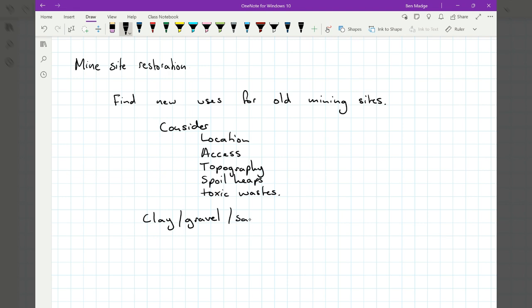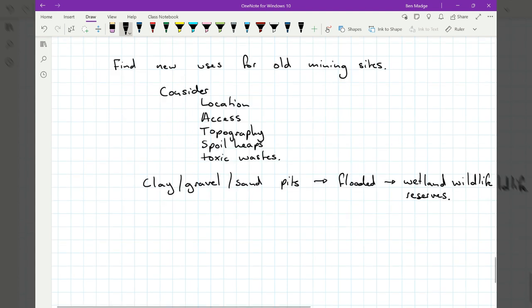So for example, clay, gravel, sand pits. So these are quarries that are used for these. These are often flooded and developed into wetland wildlife reserves. And these are actually quite common in the UK. There's quite a few around if you know where to look for them.